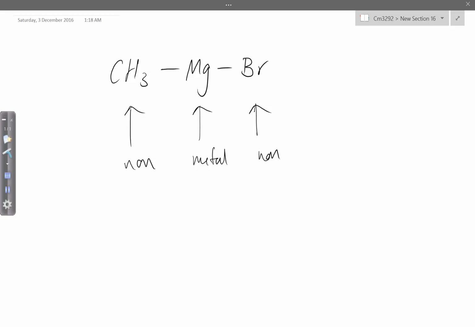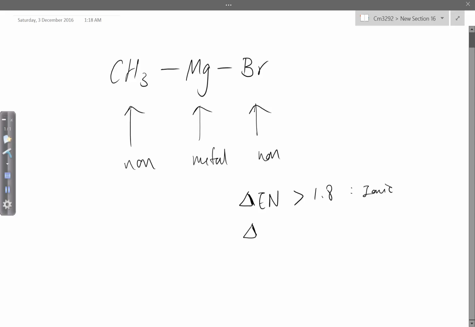Just a quick recap. If let's say the electronegativity difference between two elements, this is just a rough guideline, right, is greater than 1.8, then it's mostly ionic, right? If the electronegativity difference is less than 1.8 and maybe greater than 0.4, you will be polar covalent. And anything less than 0.4 means it is non-polar, right? So for this, we can call it a polar covalent bond, right?